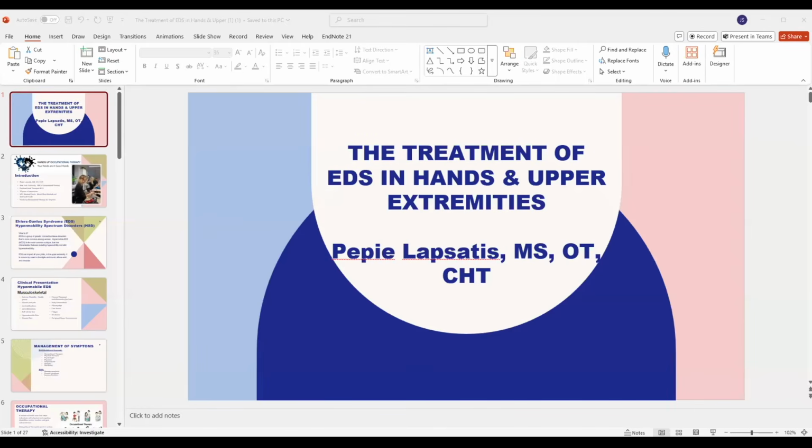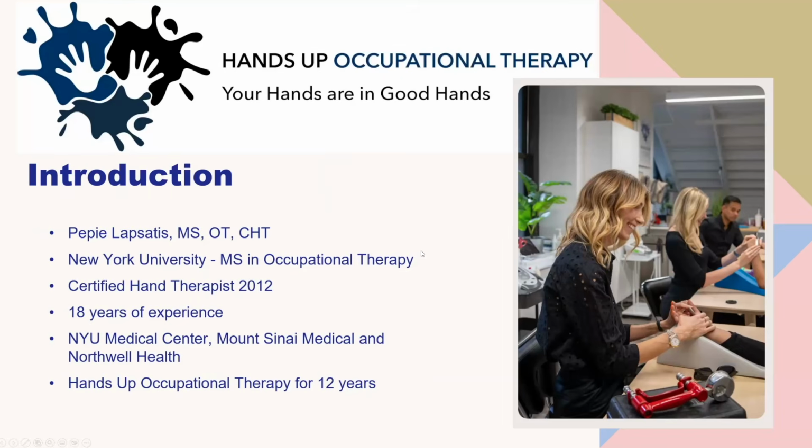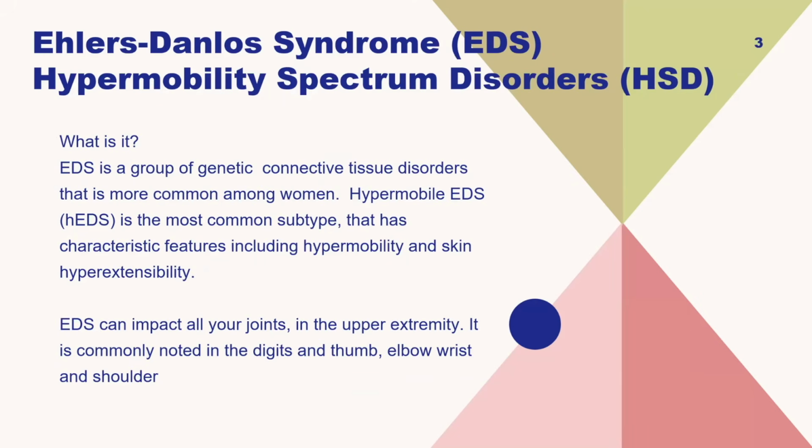Thank you for having me tonight. My name is Pepie Lapsatis. I'm an occupational therapist, certified hand therapist. I have about 18 years of experience, and I worked at multiple medical centers in New York City, and I've had my own practice for about 12 years now, called Hands Up Occupational Therapy.